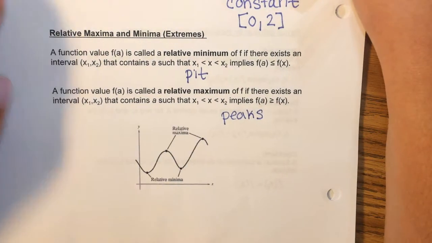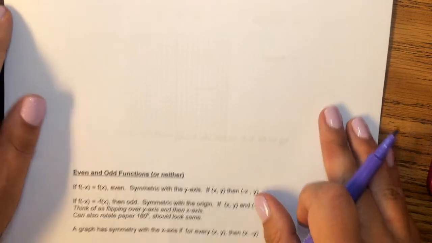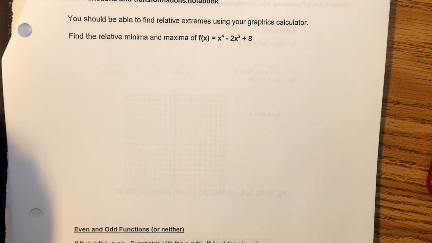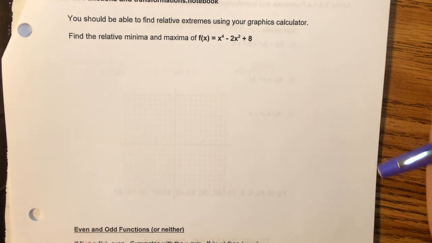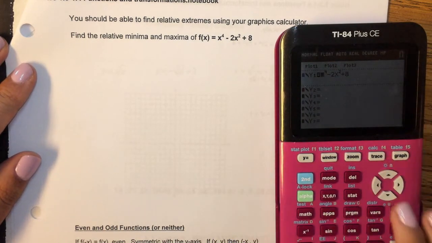On the next part, you're going to need your graphing calculator, because what we're going to do is look at this function here. It says f of x is x to the fourth minus 2x squared plus 8. And it's telling us that we should be able to find these using our graphing calculator.